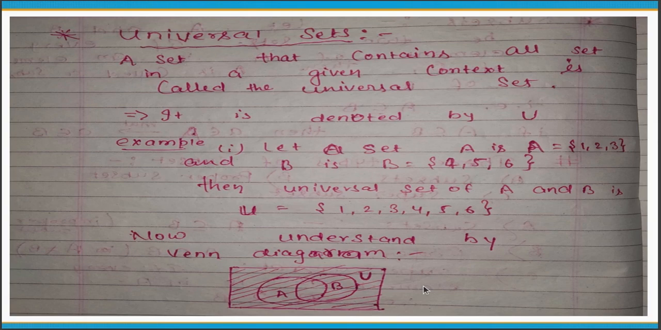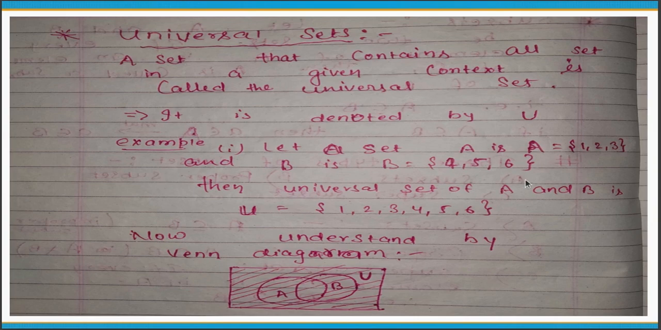Now, universal set. A set that contains all sets in a given context is called a universal set. In whichever context is given to you, the set which contains all sets is called the universal set. It is denoted by U.